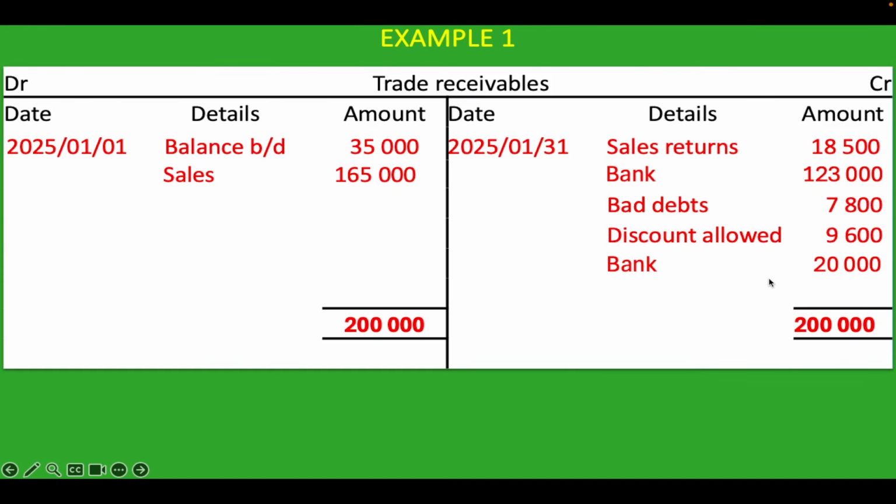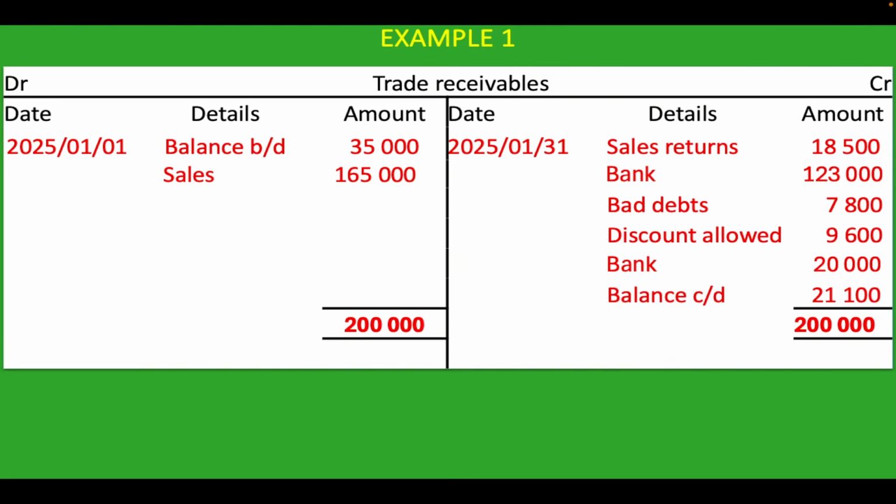Now the next question we ask ourselves is, what is missing on the credit side to make it equal 200,000 rand? So we're just going to take the 200,000 rand minus the total of the credit side, and that will give us the amount, and we're going to call it balance carried down, and the amount there is 21,100 rand. Okay, so now we know that the debit side is bigger by 21,100 rand, so we need to go to the debit side. Under the total, we put the date of the following month, which would be the 1st of February 2025. Remember, this T account was for the 31st of January 2025.